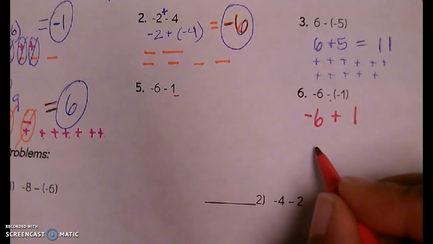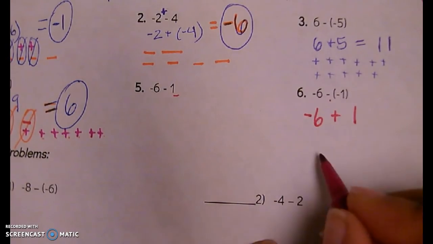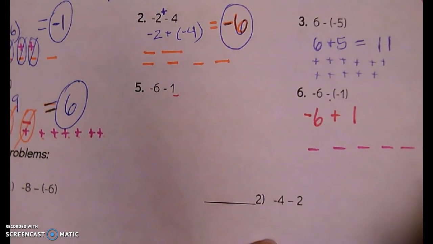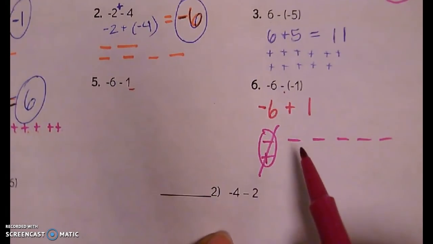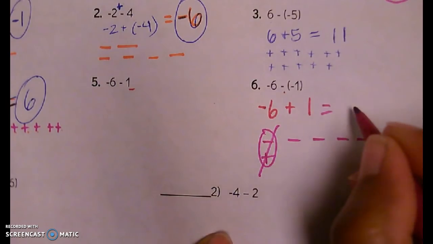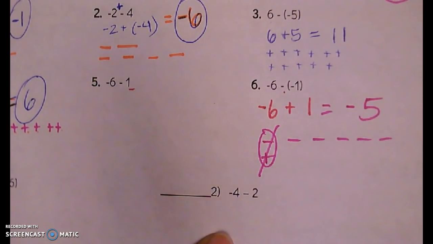So, with that being said, we'll draw out our picture. We got 6 negatives, 1, 2, 3, 4, 5, 6. 1 positive, 1 0 pair, leaving us with 5 negatives. So our answer is going to be -5.